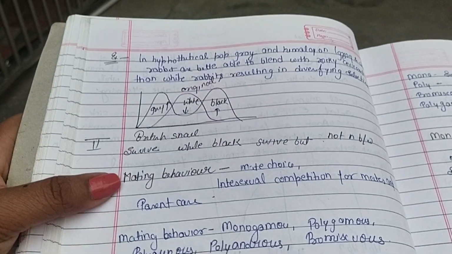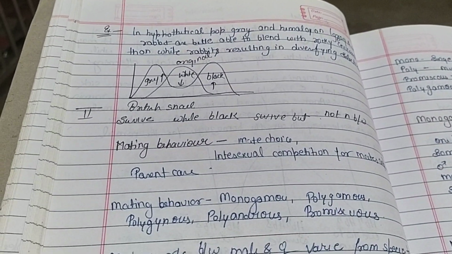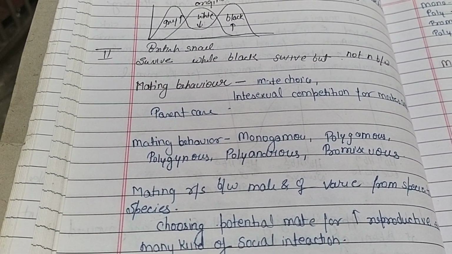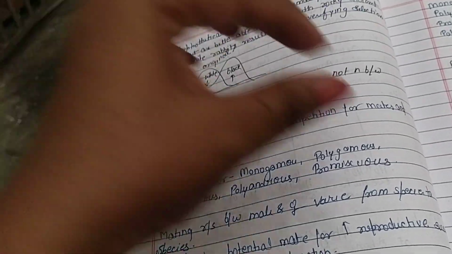Okay, mating behavior, mate choice, intersexual competition for mates, and parental care. Mating behavior: monogamous, polygamous, polygynous, polyandrous, promiscuous. Now we talk about all these terms.